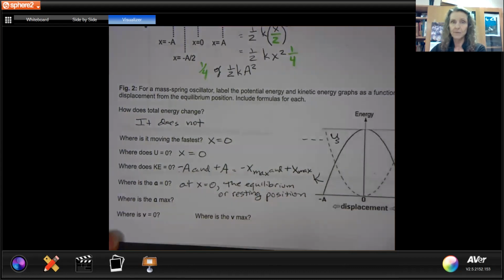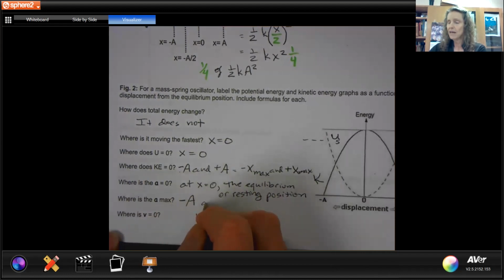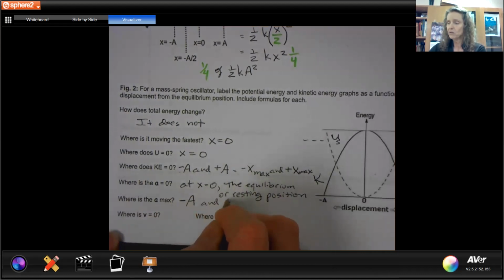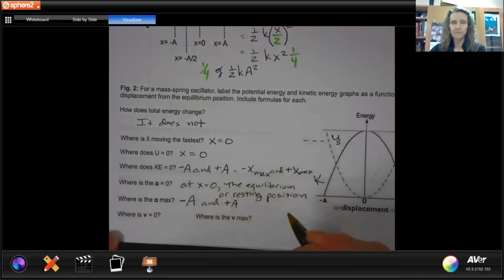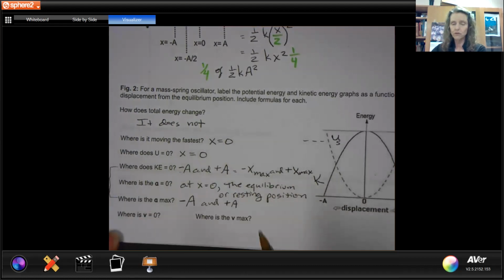So where's A at a maximum? That's A for acceleration. And the answer is wherever force is at a maximum. Where's that? At the most compressed and the most stretched. Okay, so once again, that's the same as X max positive and X max negative. Just reverse the order there.